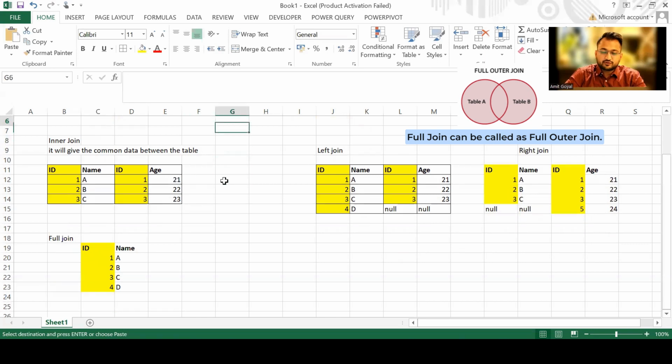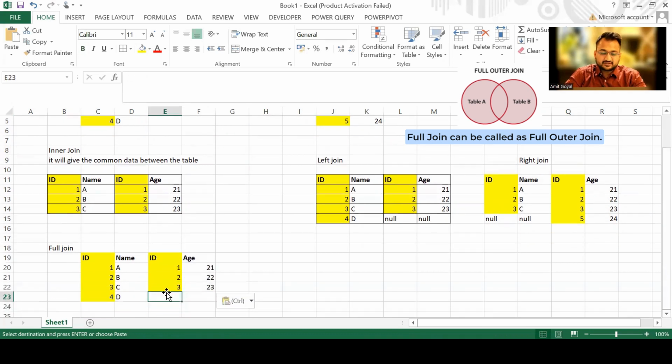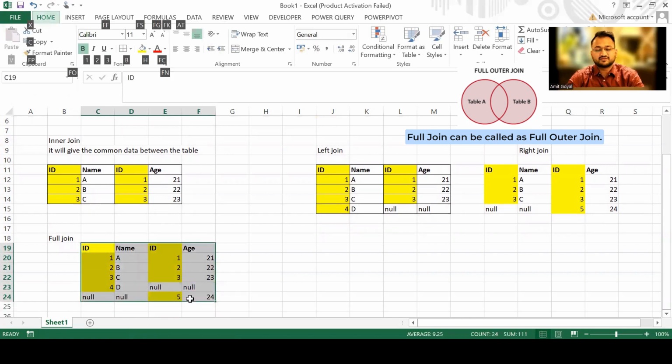Now for 1, 2, 3, we have the matching data, so 1, 2, 3 will come as it is. Now 4 is not there, so 4 will become null over here in this table. And 5 is present in this table. The age of 5 is 24, but this is not present in the left table, so it becomes null over here. That is how a full join is created.